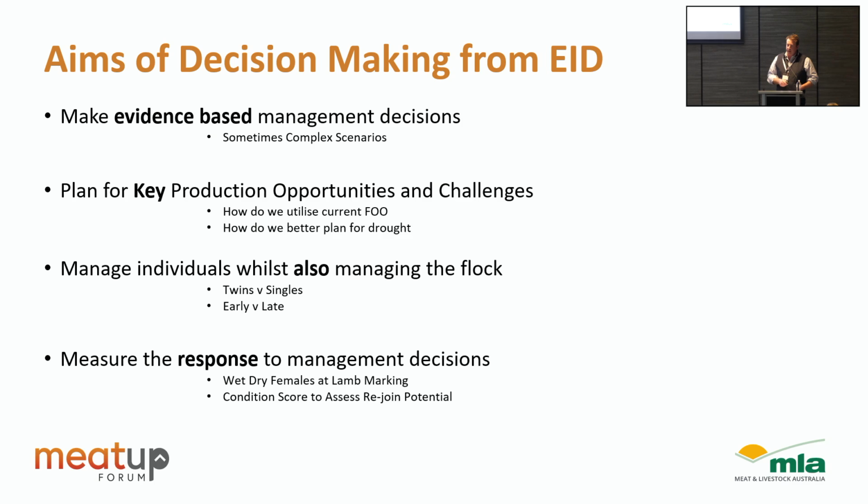Plan for the key production opportunities and challenges. We look at how well we are utilising our feed on offer. Have we got a ewe that looked great as a 1.5, but we've got her at 5 years old and she hasn't reared a lamb? She's cutting an extra half a kilo of wool, but do we keep her on at the expense of another ewe, a couple of years older, who's rearing 2 lambs year in, year out? She's maybe cutting a kilo less, but she's one of your high-performing ewes.